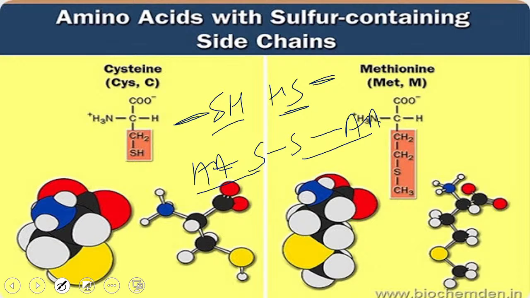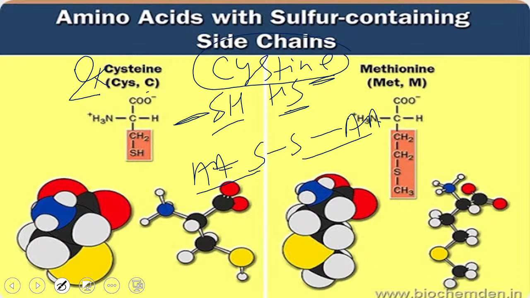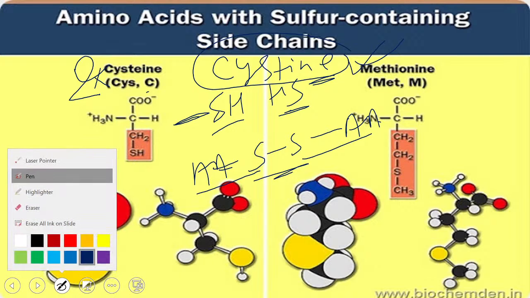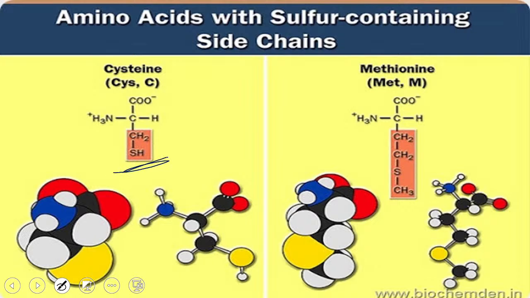Now I have told you about another one, cystine. This cystine is the dimer of this cysteine. Two molecules of this cysteine join together through a disulfide bond and give you one molecule of cystine. So if you join two cysteine with a disulfide bond, you will get cystine. So this is the reason why only cysteine forms a disulfide bond.